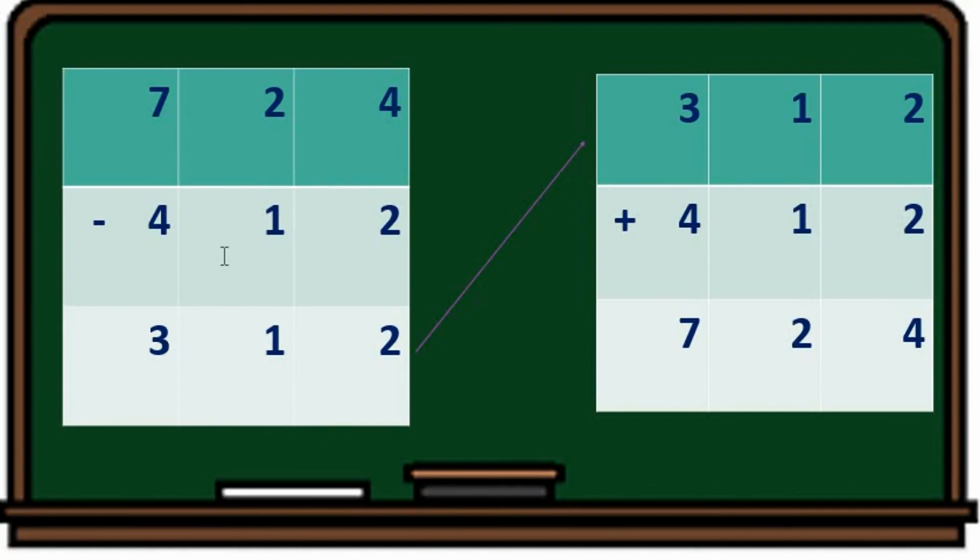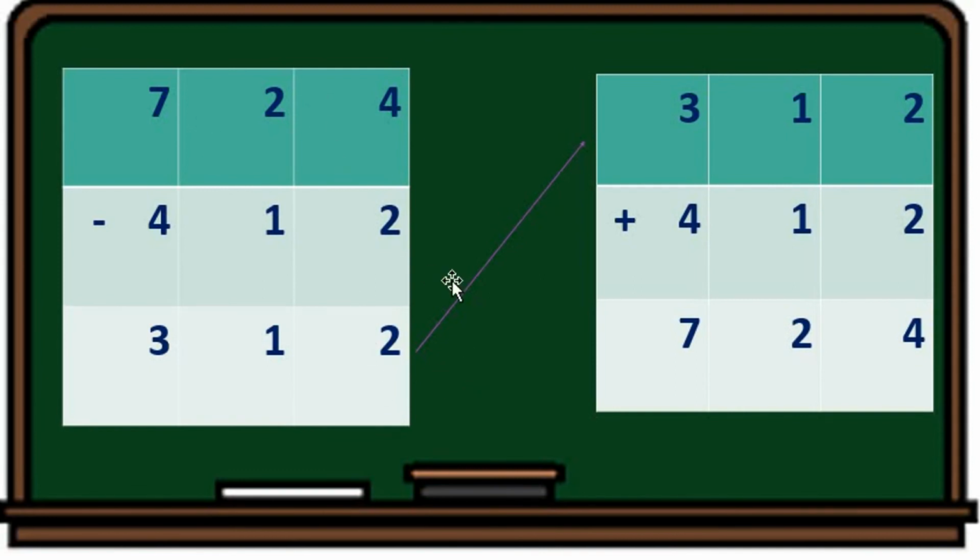724 minus 412. 4 minus 2. Is this possible? Yes, we can take 2 from 4. So 4 minus 2 is 2.